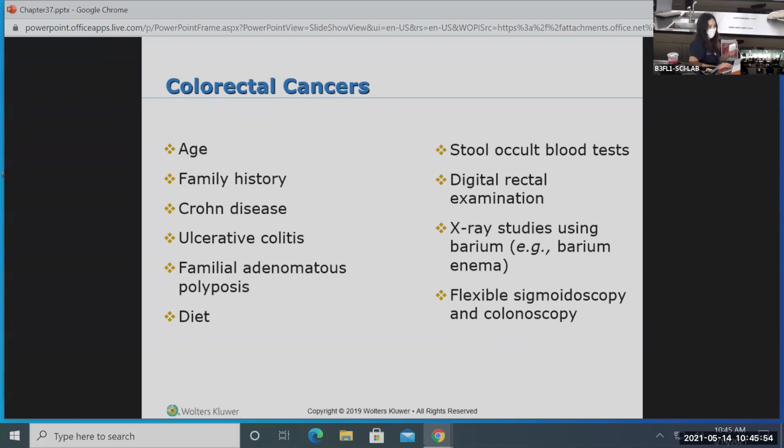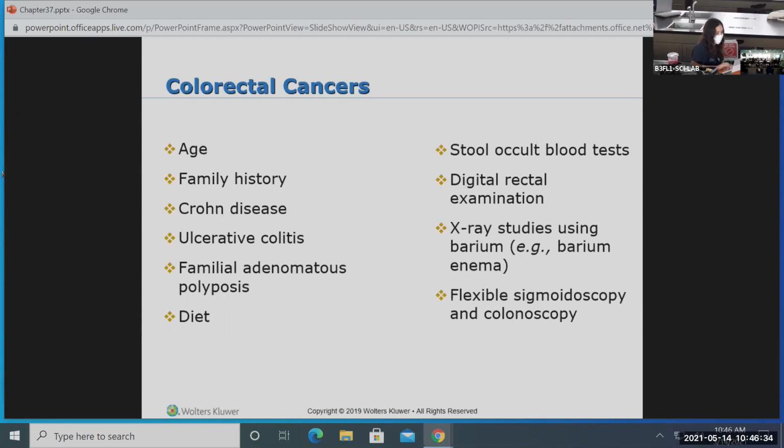Sometimes in family, sometimes with age. Patients who are suffering from chronic ulcerative conditions of the large intestine and small intestine, which we call Crohn's disease and ulcerative colitis, sometimes have a history of familial adenomatous polyposis. Sometimes it depends on my diet. But the most common are age and some family history, positive family history.